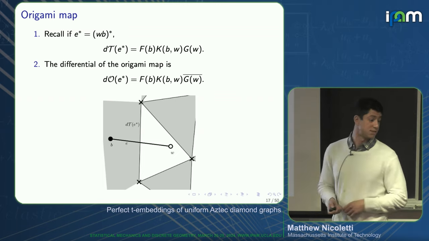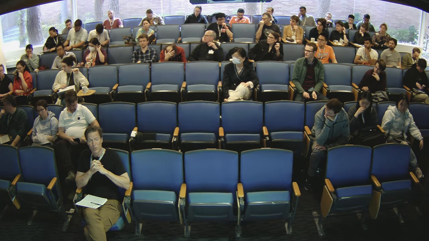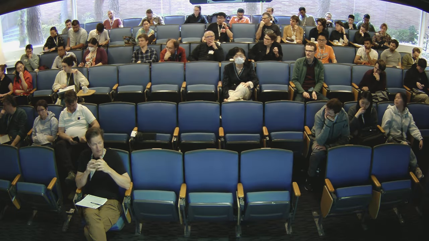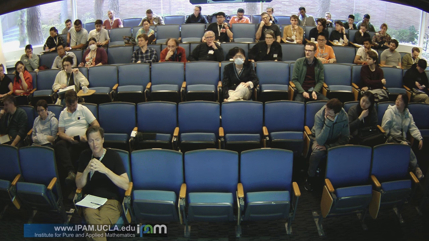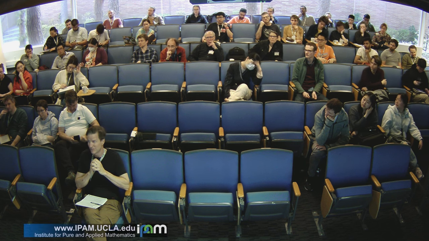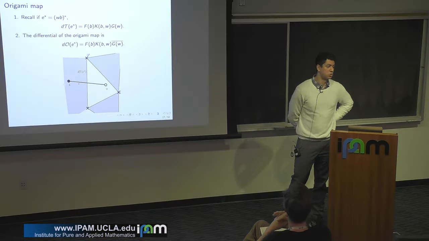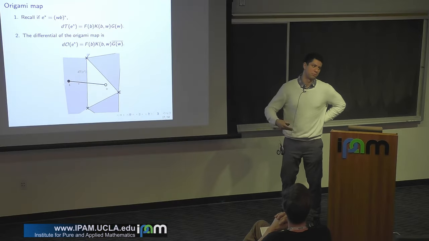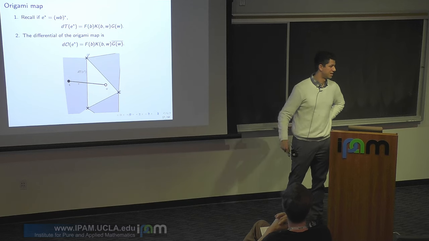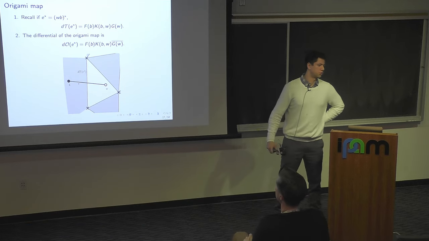Question. In the pictures which you're showing us, everything is checkerboard colored. Do you need that condition, or does it follow from somewhere? No, we're assuming the graph is bipartite. So this is the dual graph of a bipartite graph. We're embedding the dual graph.